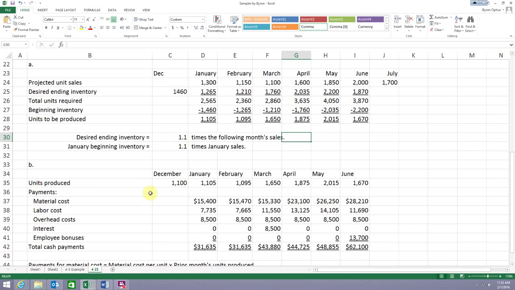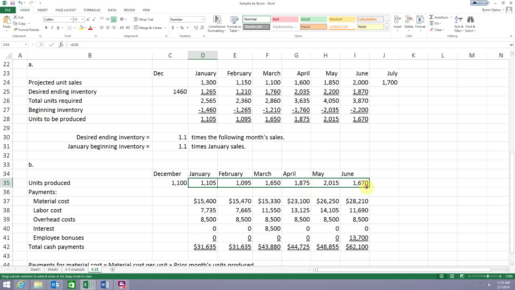Okay? So now, once I know what my units produced are, and December was given to me, January, February, March, I get all from up here, right? This is just simply equal to this number. And I can copy that down, and it just picks up all those numbers there.